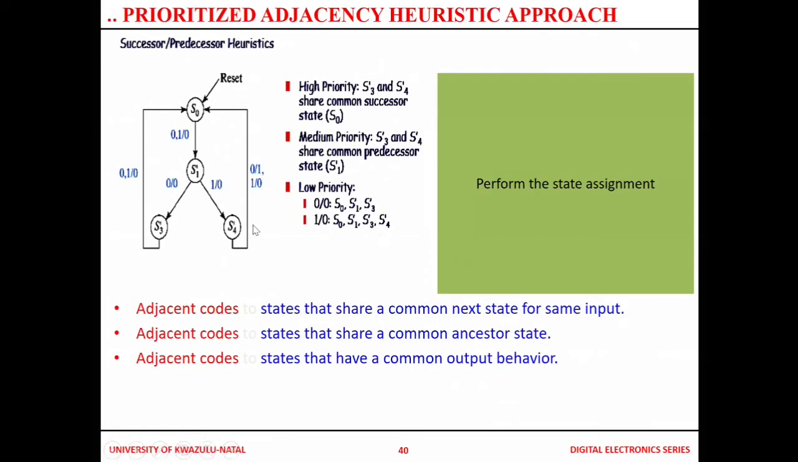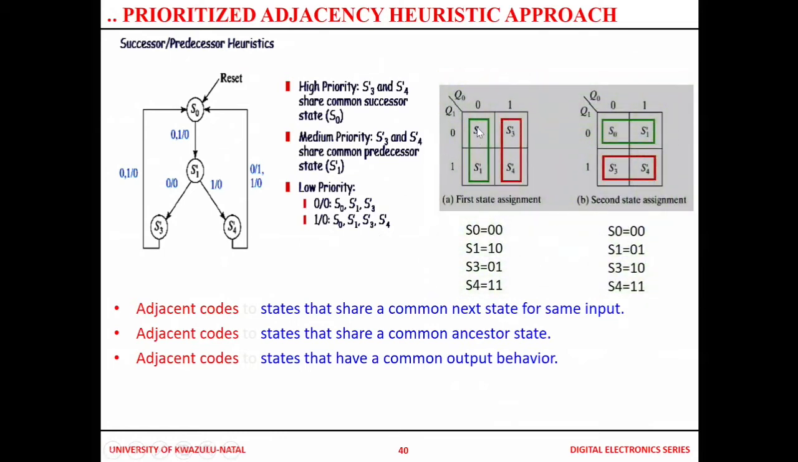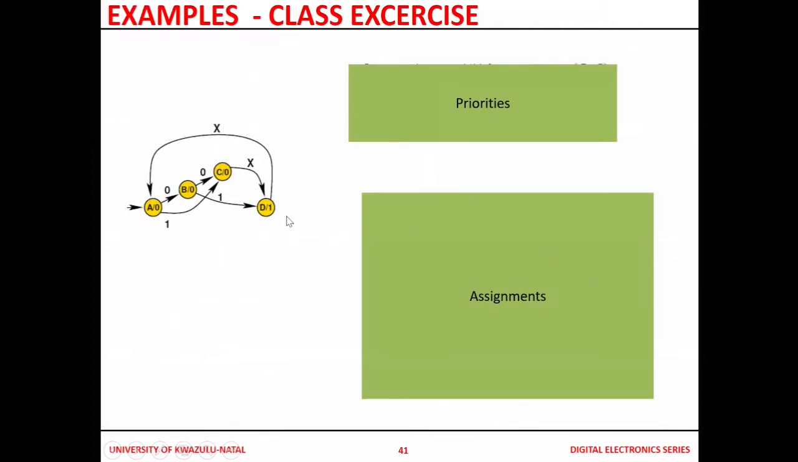So with those in mind, you draw your map, assuming S0 is the initial state. This one says S3 should be next to S4. The second one says S3 should be next to S4. And then S0 should be next to S1 and S3. So if you put here S0, S1, and S3, S3 should be next to S4. That is the highest priority. So that assignment, or you can put it this way, they are all options and they are all okay. So you can do that assignment. That is what we mean by successor predecessor heuristics.